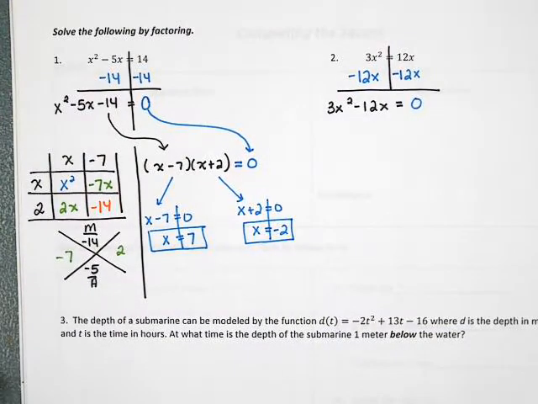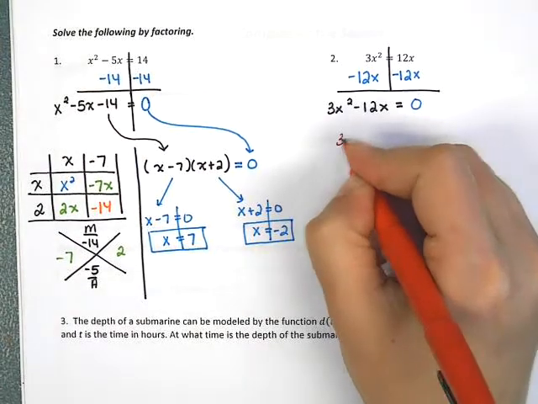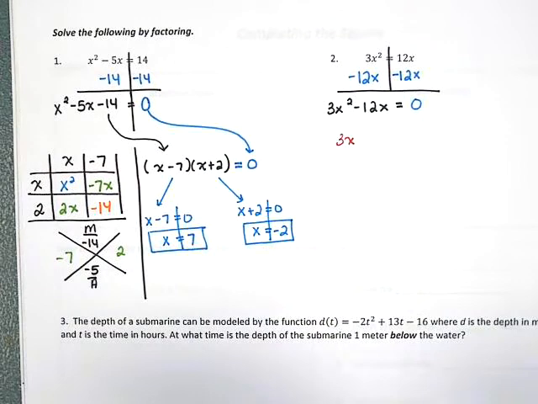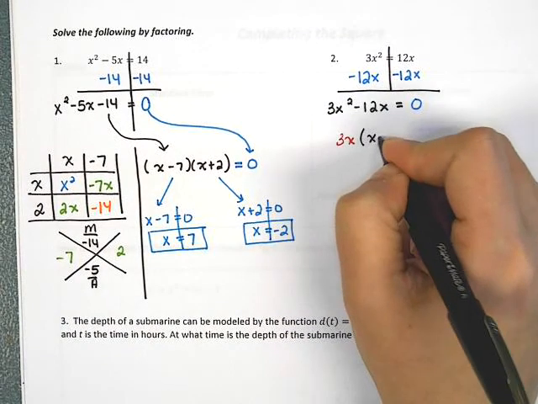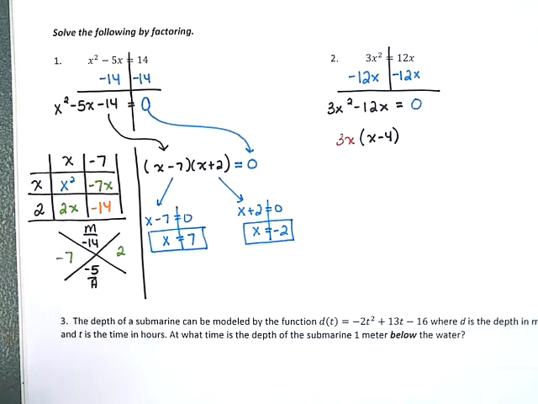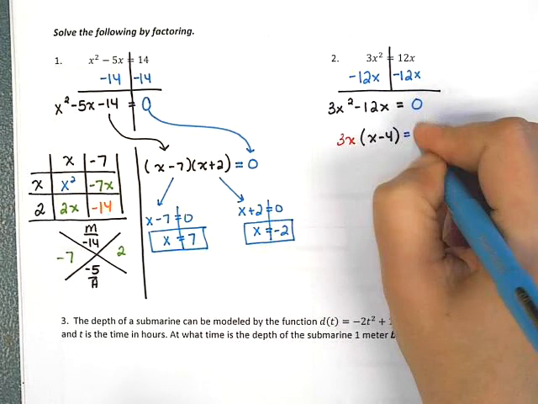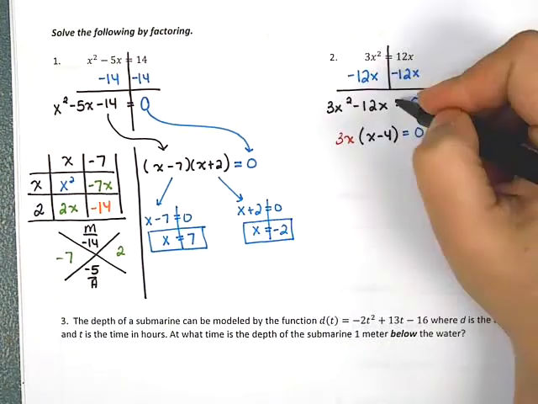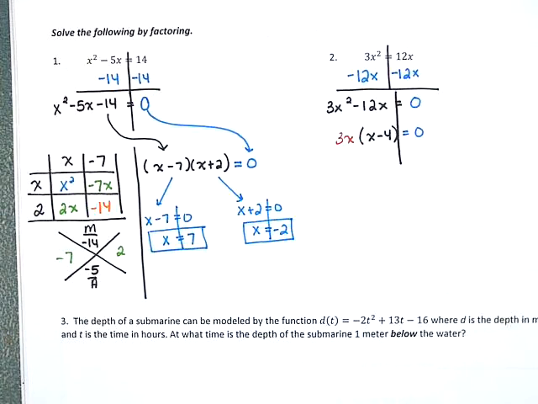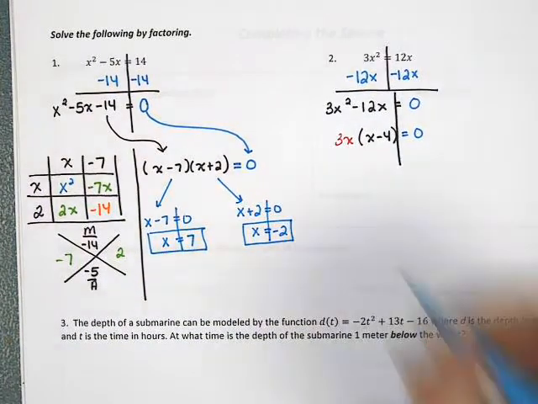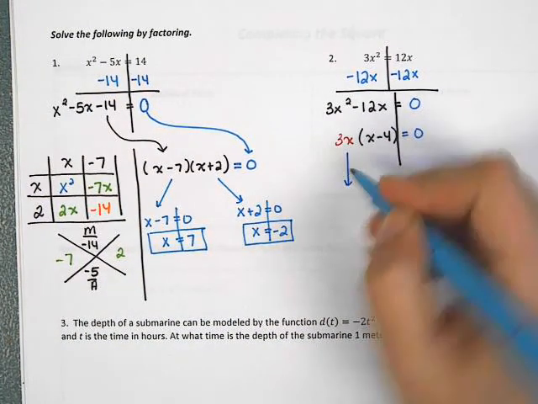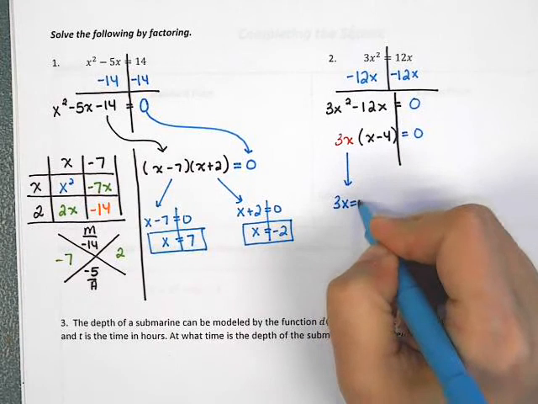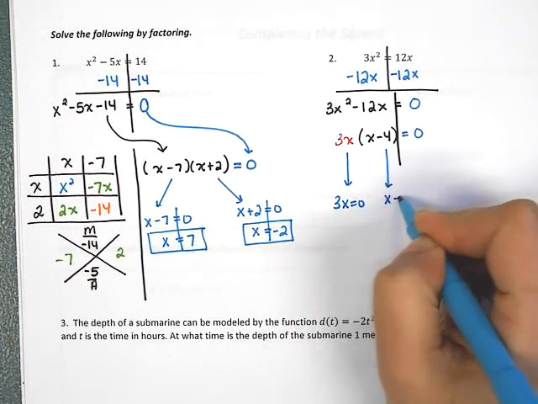Now I'm going to factor, so I'm going to check for a GCF first. In this problem, there is a GCF, which would be 3x. And what's left over would be x minus 4. And again, I'm going to bring down the equals 0. Now I'm going to make each of these factors equal to 0. So 3x equals 0 and x minus 4 equals 0.